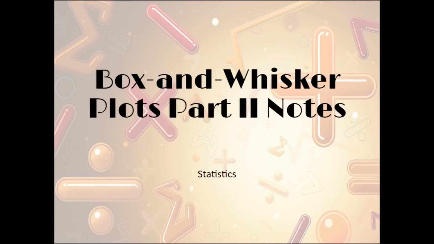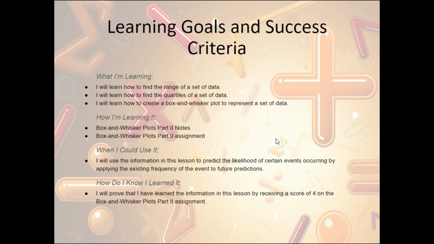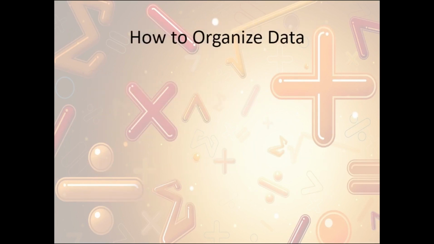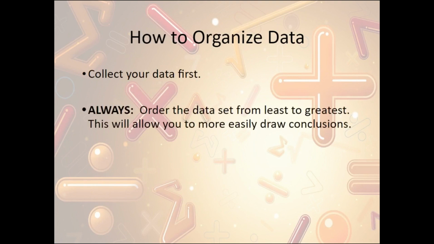Let's take a look now at the Box and Whisker Plots Part II notes. The notes begin with the learning goals and success criteria. How do we organize data? Well, first thing you need to do is collect your data. So get the data in. Always when you collect your data, arrange it from least to greatest. Whatever values you get, make sure that you put them in order from least to greatest. This will allow you to draw conclusions more easily. Then use your data to draw your conclusions.